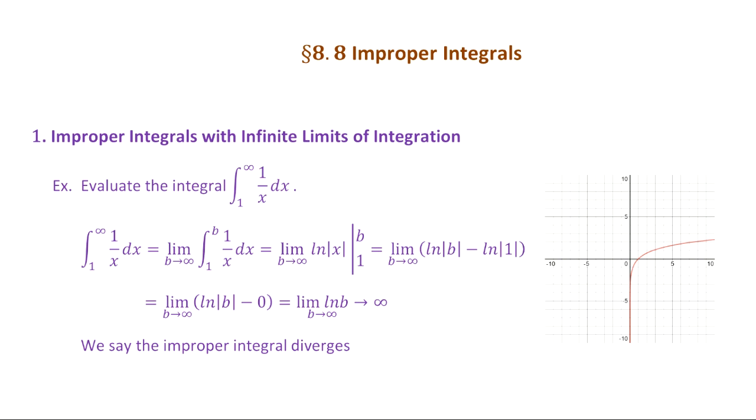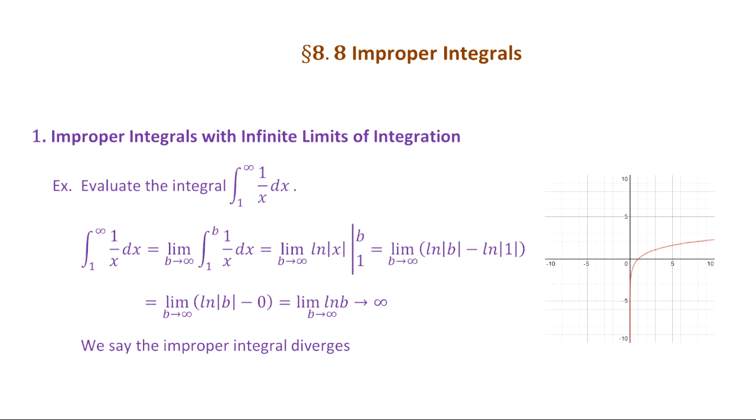If you integrate 1 over x, you get the natural log of the absolute value of x, and then just integrate as usual from 1 to b. So you get the natural log of the absolute value of b minus the natural log of 1, right? And then you do the second step with b approaching infinity, okay? We know natural log of 1 is 0. And then you just need to find the limit of the natural log of b when b approaches infinity.